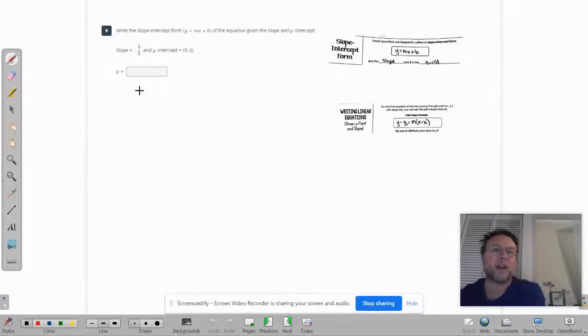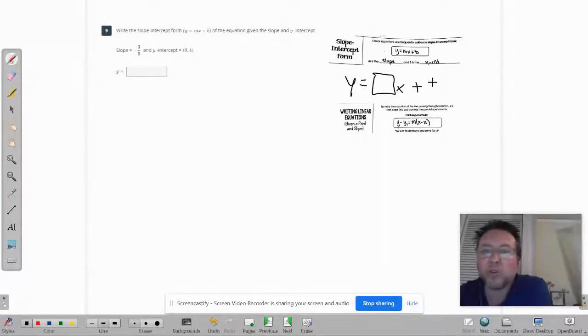Number 9. So no story here. We're given a slope and we're given a y-intercept. So if we think about what's happening here, we're trying to fill in the same fill-in-the-blank as we looked at on the graph. What's the slope? And then what's the starting amount? So this is the slope, and this is the starting amount, the y-intercept.